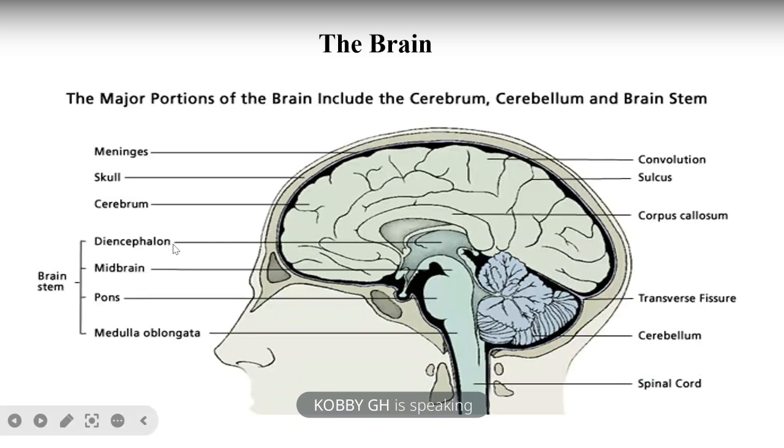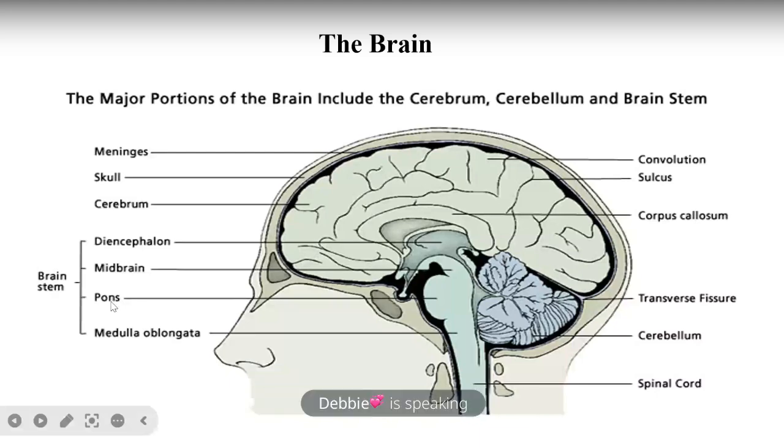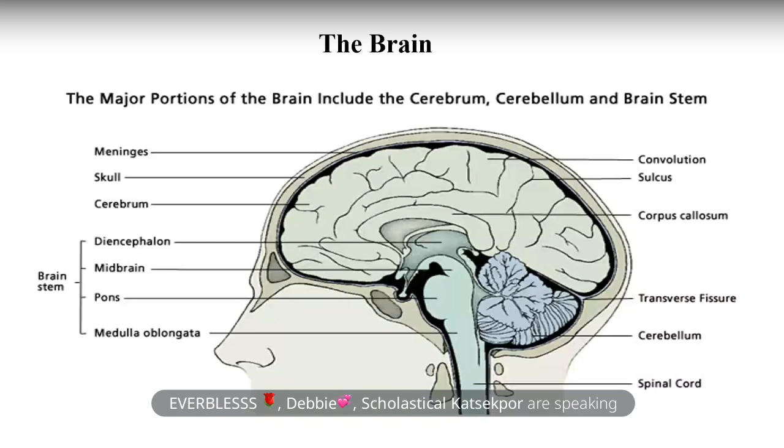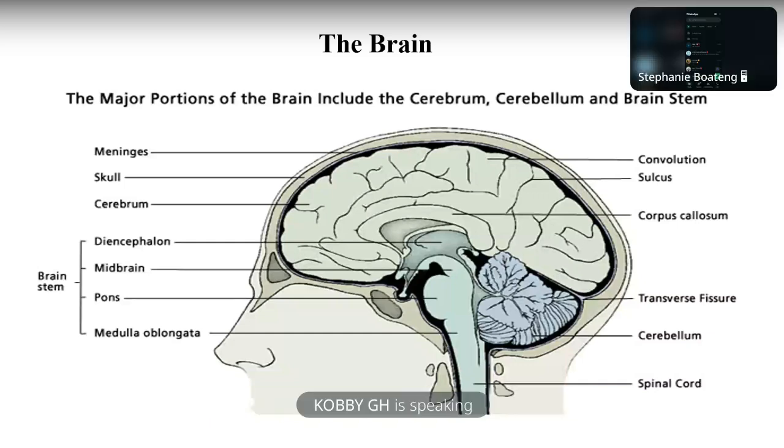What is another name for the midbrain? The mesencephalon. Good. What is another name for the pons? The metencephalon. Good. And what is another name for the medulla oblongata? The myelencephalon. Good. Excellent. This shows that you are learning.